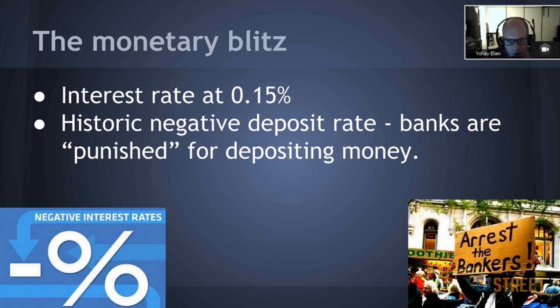Okay, now let's move to the European Central Bank. It did a monetary blitz back in June. 0.15% is the current interest rate. There's a negative deposit rate. That's a historic move from a major central bank. Basically, banks are punished for depositing money with the ECB. They're sort of encouraged to lend. And as I've mentioned before, it seems to bear some fruit. We're finally seeing some lending to the real economy.